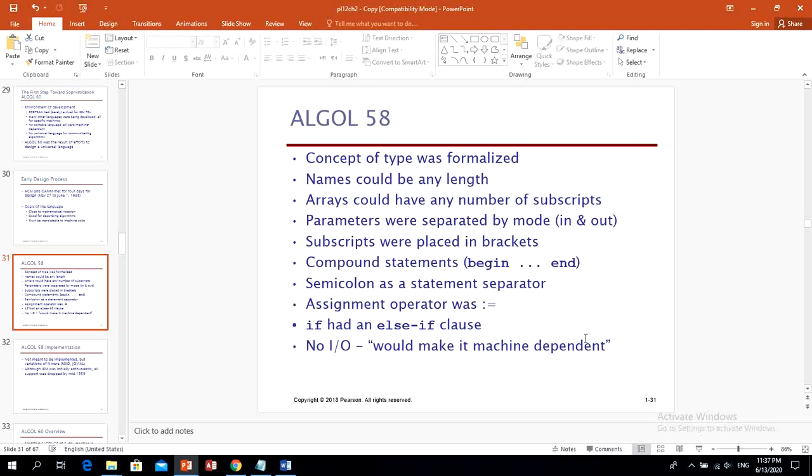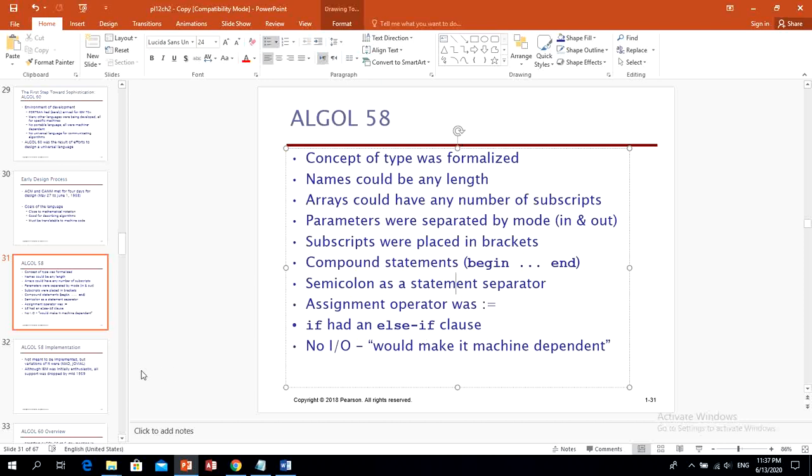You have to use a semicolon to separate the statements, and they used the assignment operator colon-equal instead of equal. Every if had an else-if clause by default, and there is no input or output, which is to make it machine dependent.